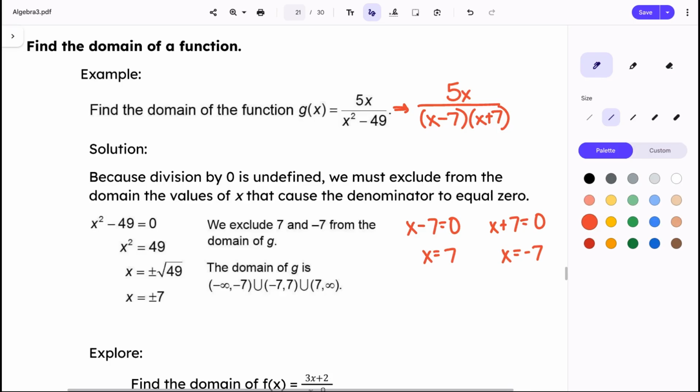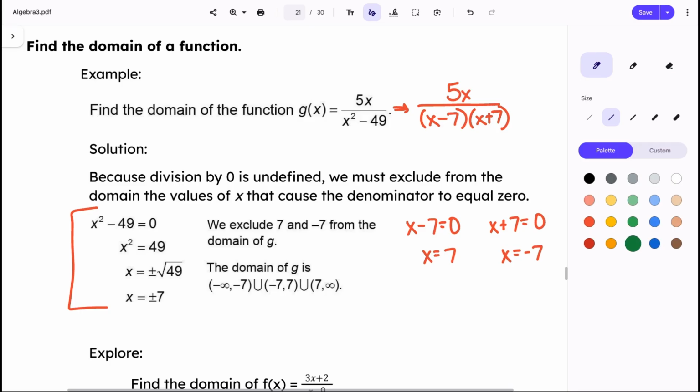Now what they're showing you over here is just a different way that they found those exact same two numbers. They didn't think about factoring. They just decided, I'm going to take that entire denominator, set it equal to 0, and solve it. So they move that 49 over and then they square rooted it, but you still get positive and negative 7 like we did. So really either way works. But now what we have to think about is, how would I write my domain? I can't have 7 and negative 7 working for my numbers. Those would be your excluded values.